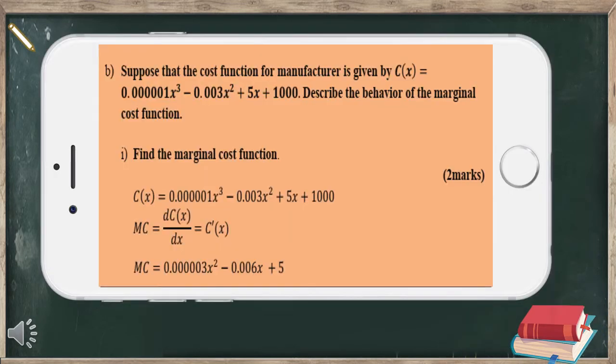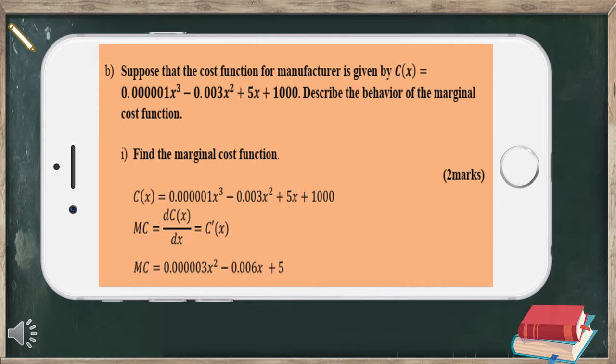So this question needs us to describe the behavior of the marginal cost function. The first thing that we need to do is the same as the previous question, which is we need to find the first derivative. So we use the cost function that has been given in this question, and then we do the first derivative.